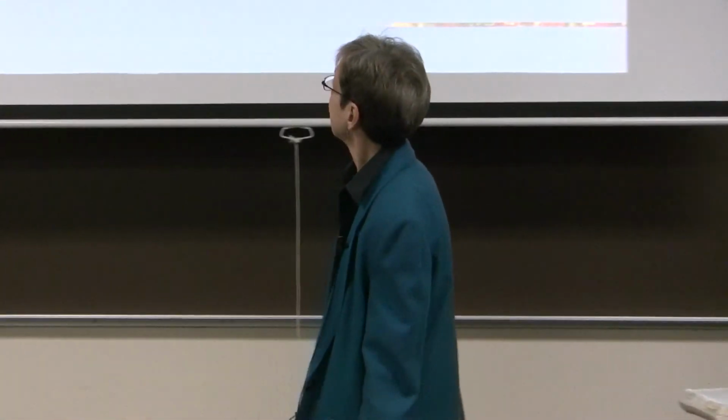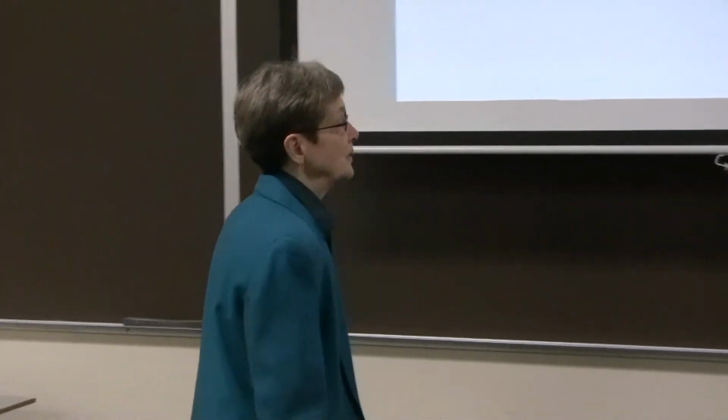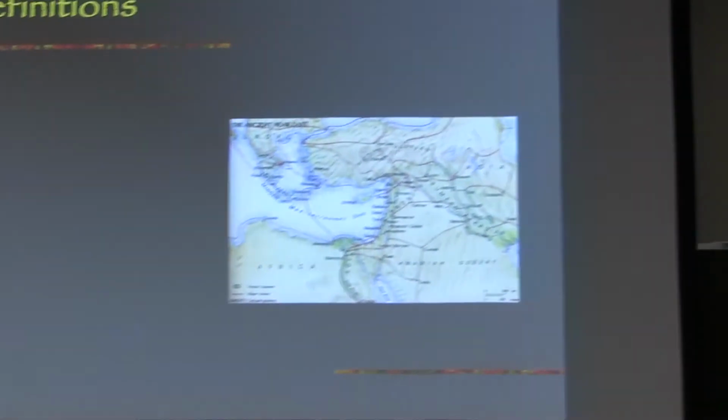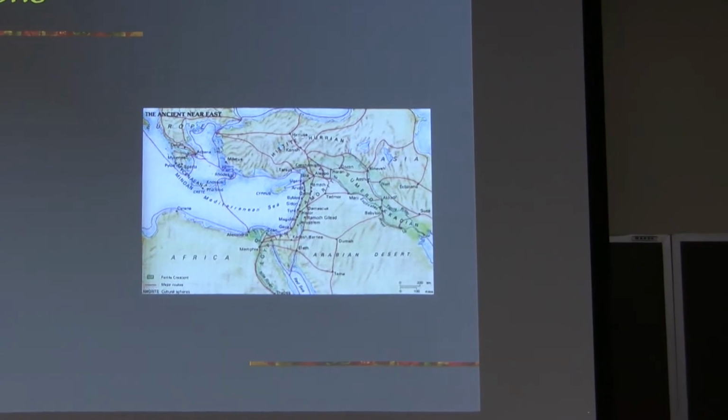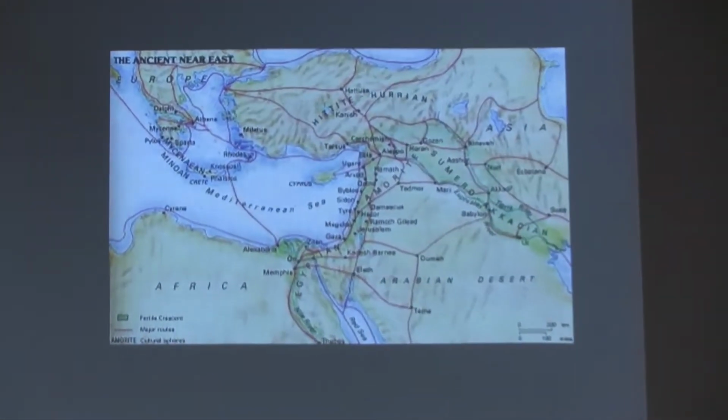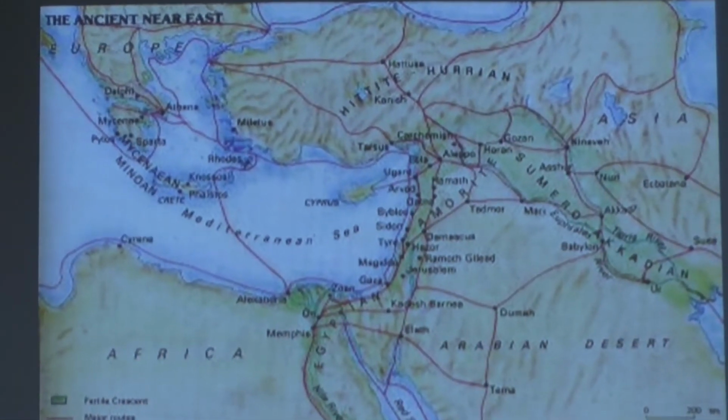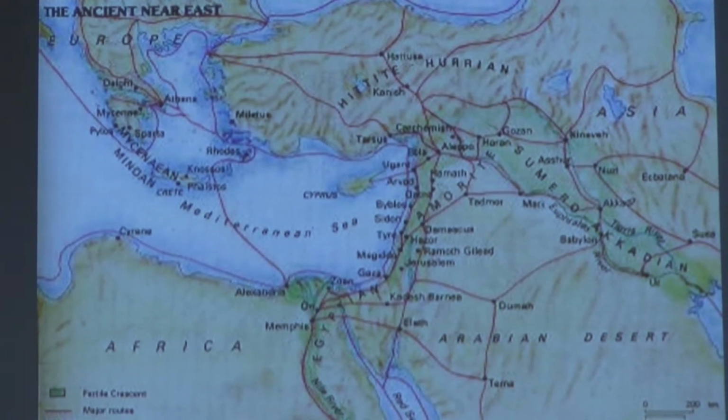So the definitions are going to be helped a little bit just by looking at a map, which we have right here. You can see it. It's got Mediterranean Sea, Arabian Desert. It's got some red lines all over it. And that's going to shape for us what's going on as we're thinking about our discipline of historical geography.